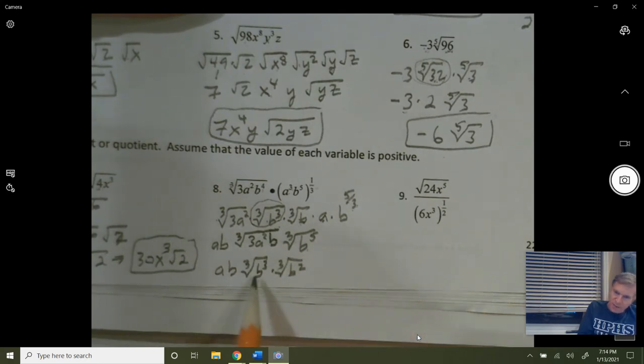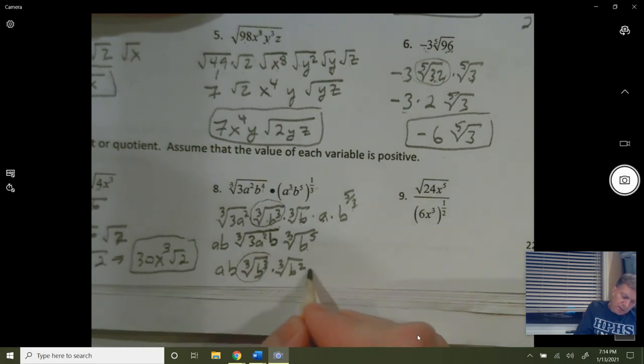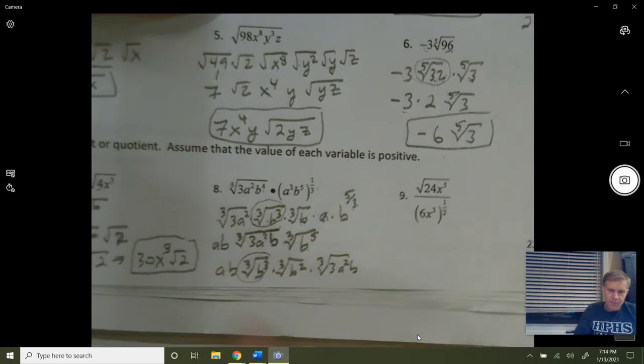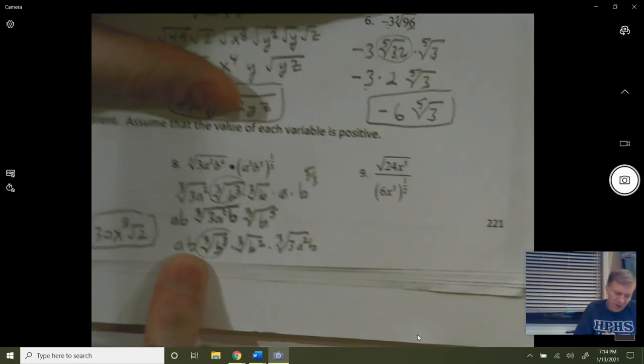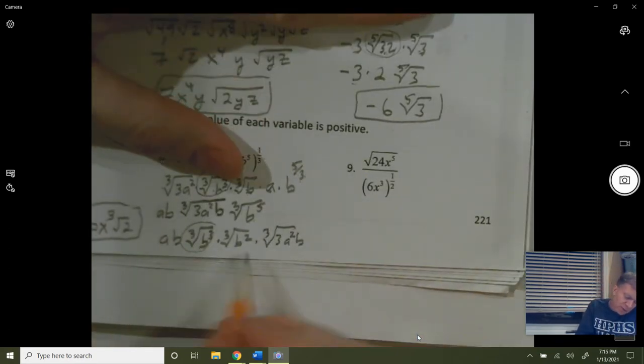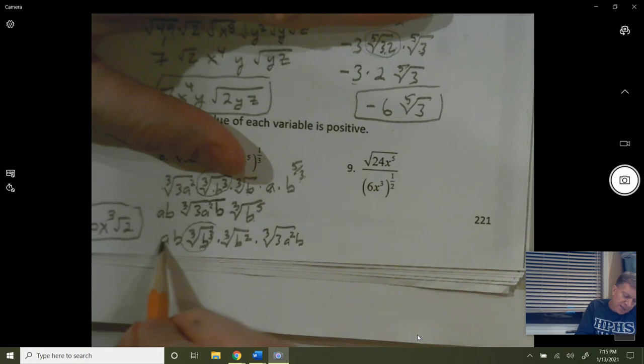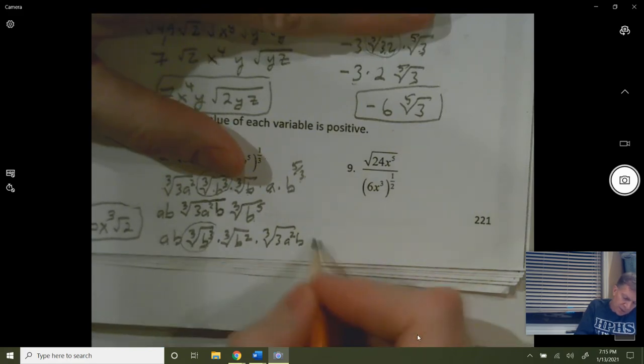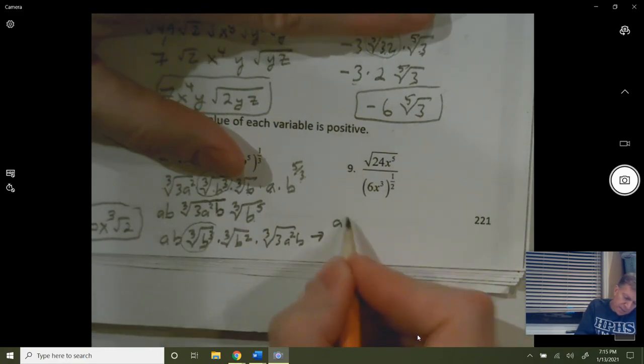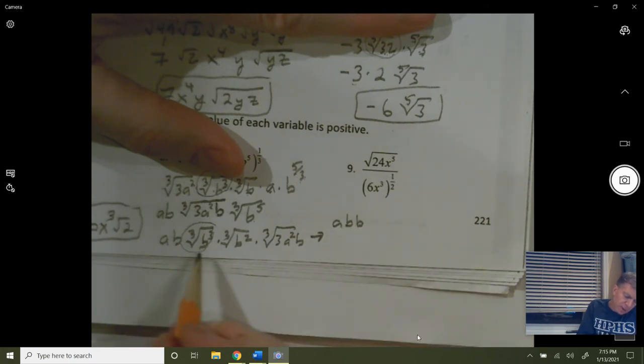The reason I pulled out this is because the cube root of b cubed is a perfect cube, so this just becomes another b, okay? And don't forget this term, times the cube root of 3a squared b. Now I'm running out of space. That's okay. We're almost there. So this is going to be another b. A times b times another b. Okay, so that took care of that a, that b, and that b.